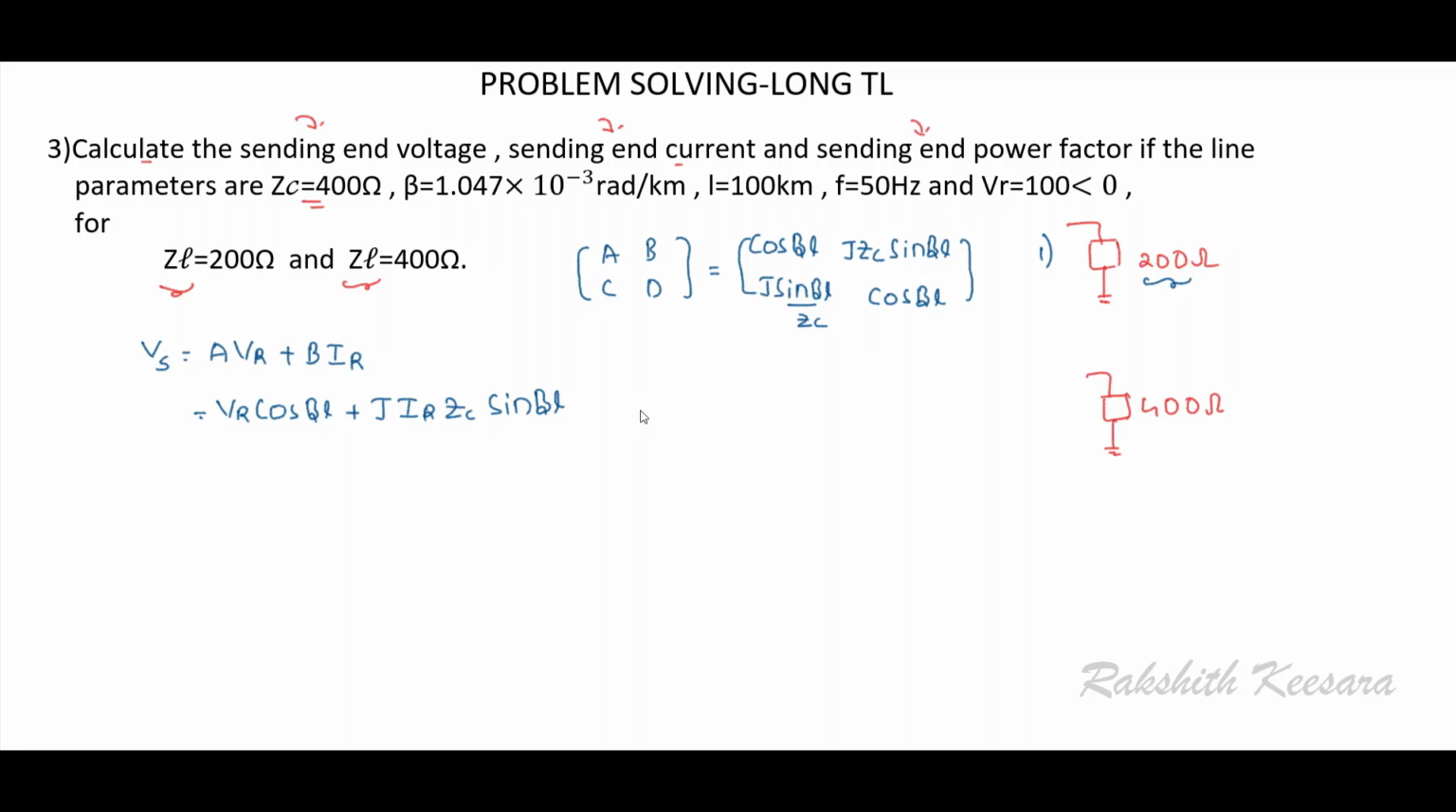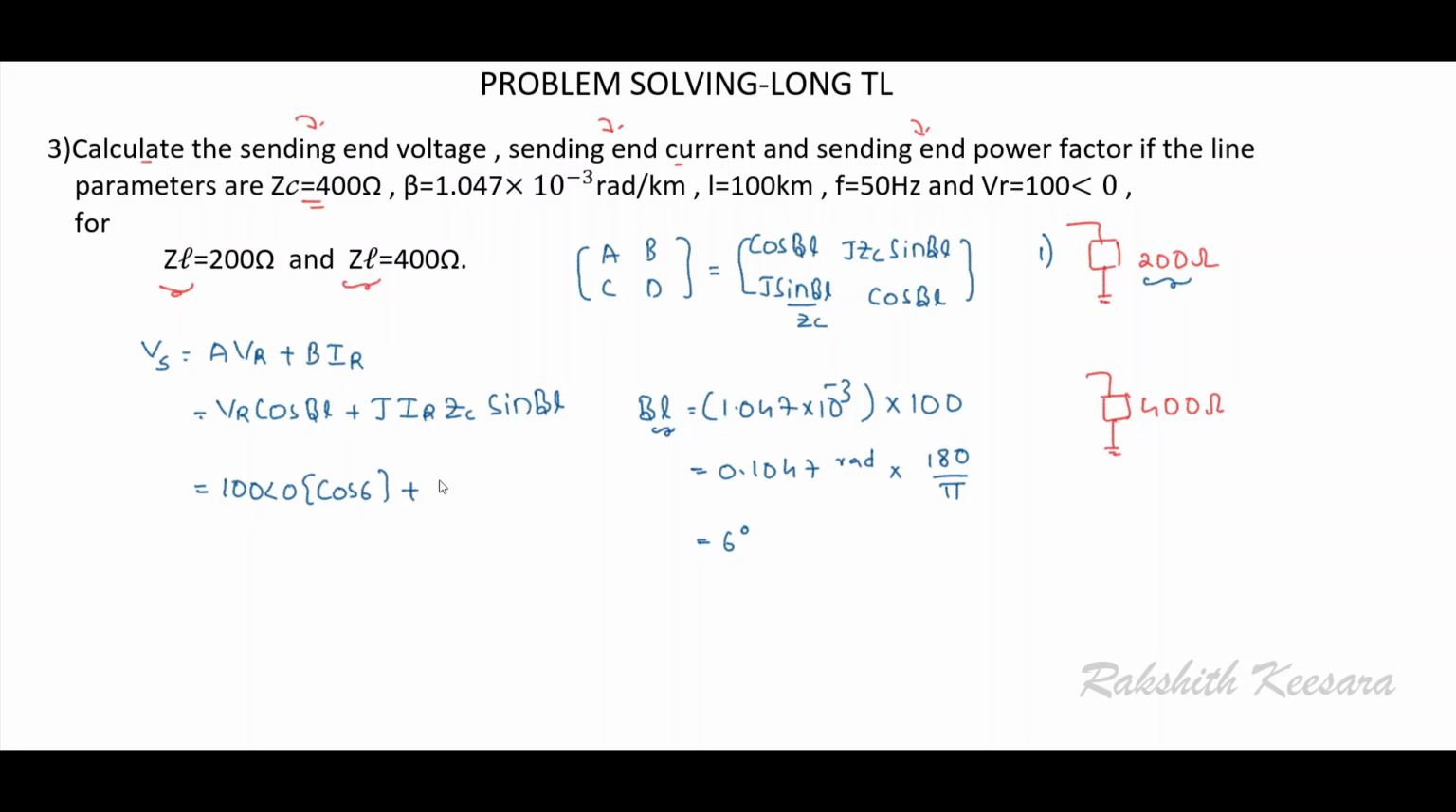And what is beta L? Beta L is equal to 1.047 into 10 power minus 3 into what is the total length? 100 kilometer. So this will be 0.1047. Next, what is VR? VR is 100 at an angle 0, into cos beta L. What is beta L? 0.1047. Wait, this is in radians. You should convert into degrees. So multiply by 180 by pi, and this will be 6 degree.